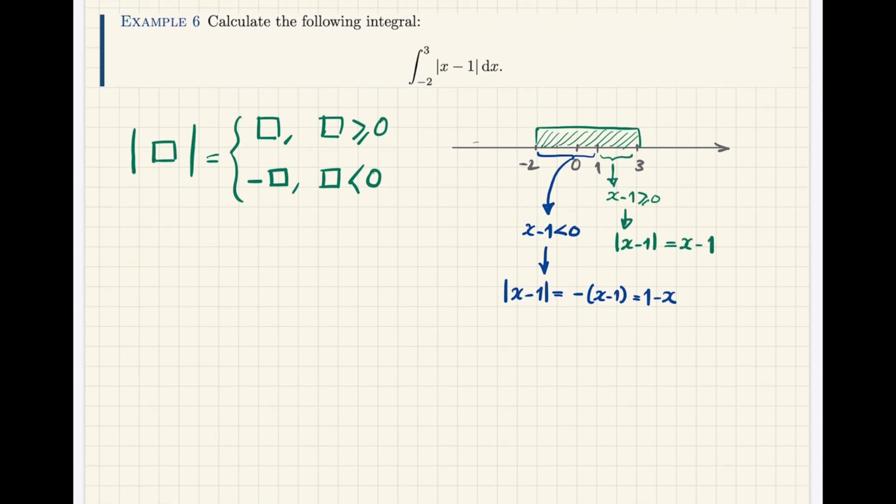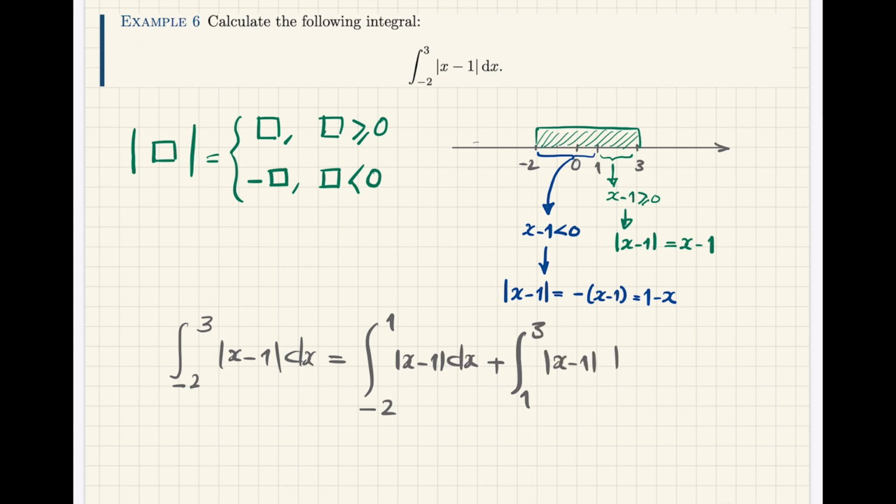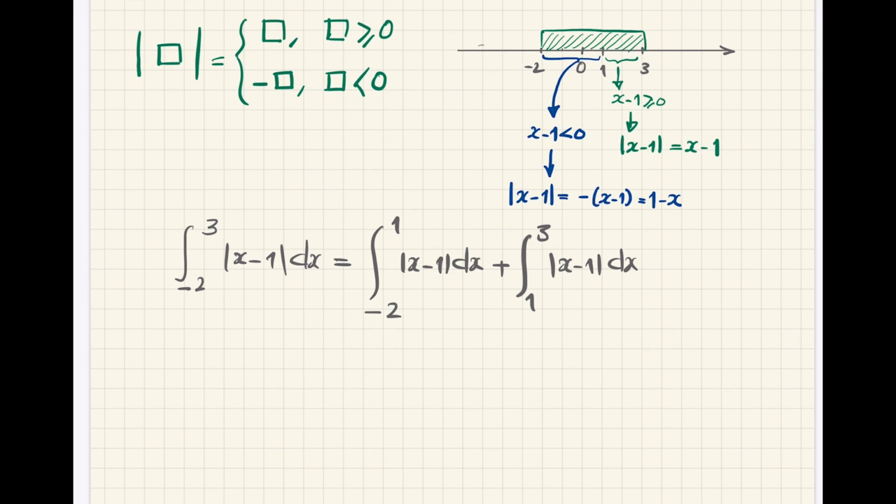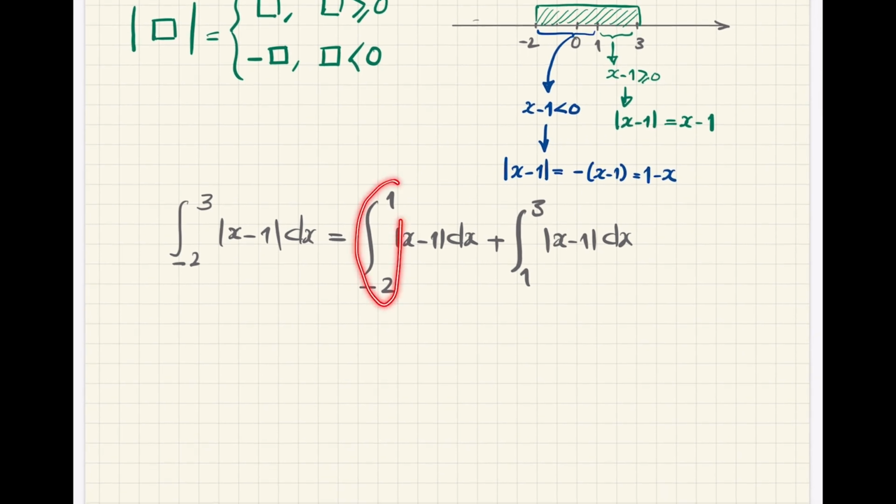So this motivates me exactly as before. I can break my integral from minus 2 to 3 of the absolute value of x minus 1 dx. So I break it into the integral from minus 2 to 1 of the absolute value of x minus 1 dx, plus the integral from 1 to 3 of the absolute value of x minus 1 dx. Okay, but here on this interval I am certain about the sign of x minus 1. When x is smaller than 1, it is definitely negative.